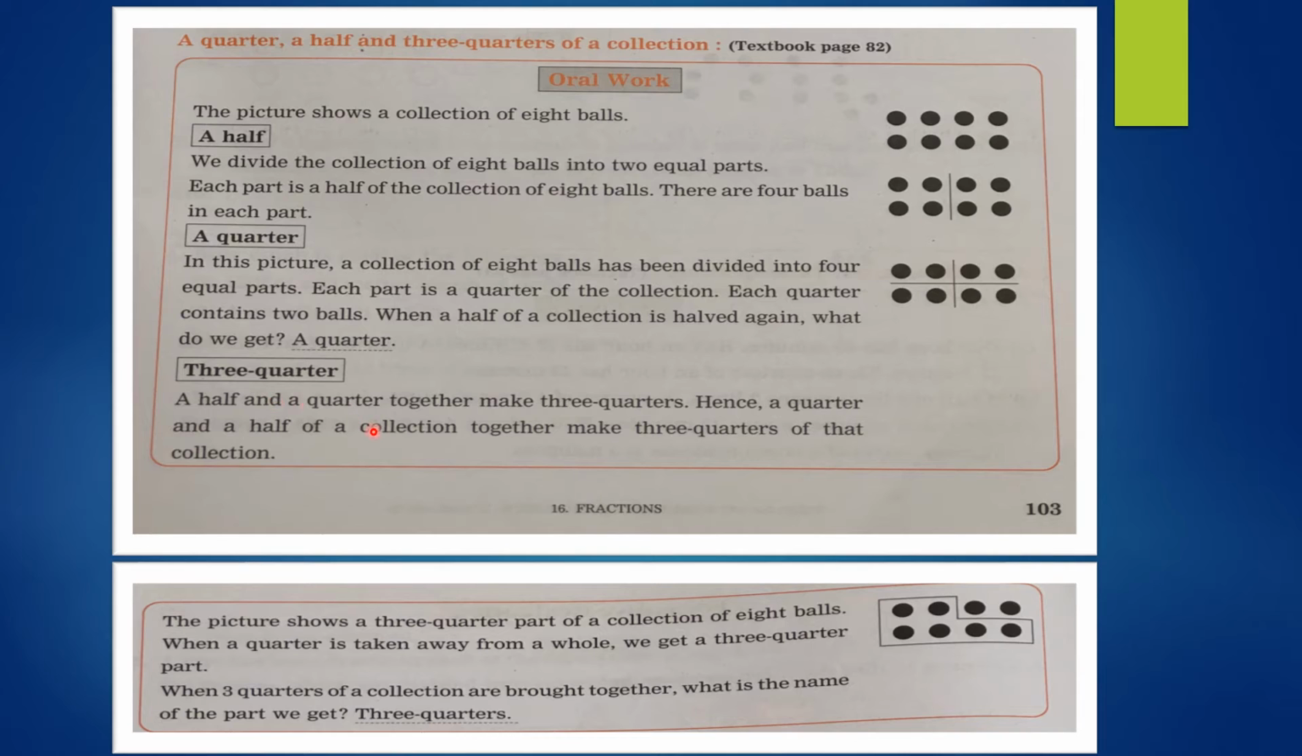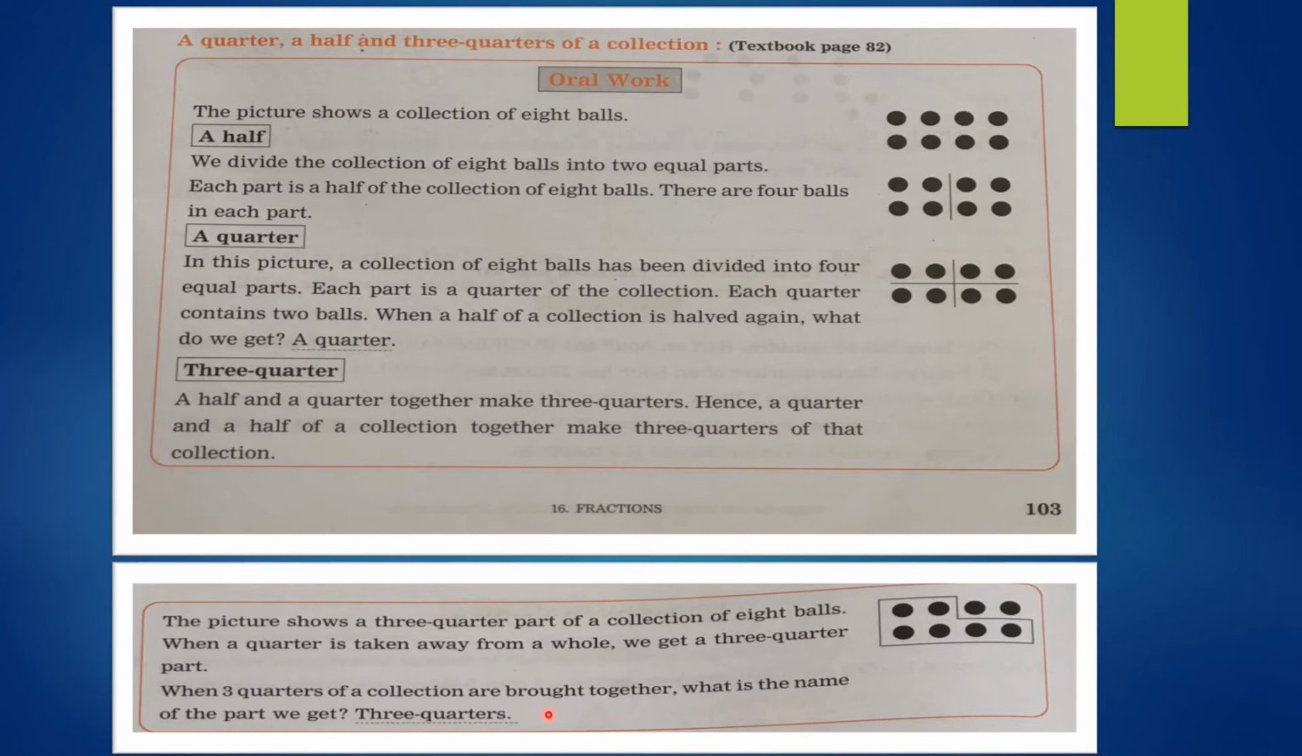3/4. A half and a quarter together make 3/4. A half and a quarter, that means 6. 1, 2, 3, 4, 5, 6. Hence a quarter and a half of a collection together make 3/4 of that collection. The picture shows a 3/4 part of a collection of 8 balls. When a quarter is taken away from a whole, we get 3/4 part. So that means 1, 2, 3, 4, 5, 6. So you have to leave these two. So this is a quarter and the other part is 3/4.